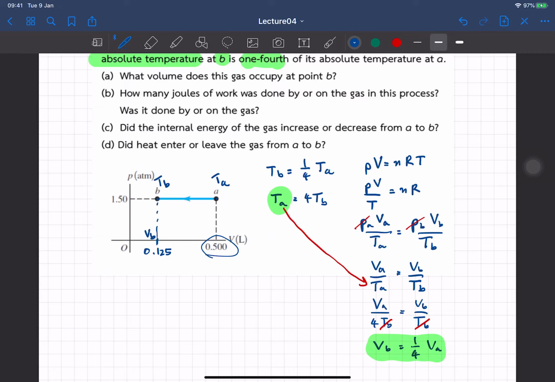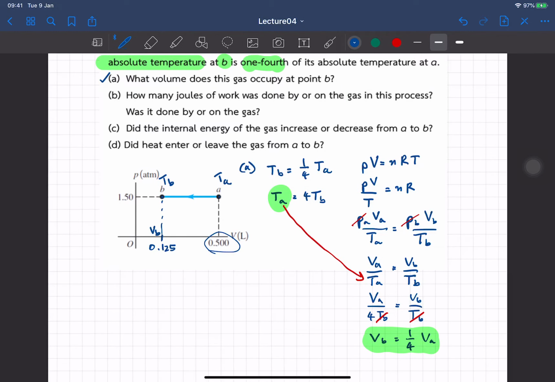Okay, by comparing PV over T of gas at point A and point B. Okay, so this is part A, so let me write that down. So that's done.